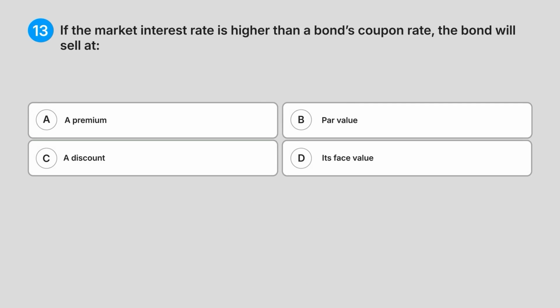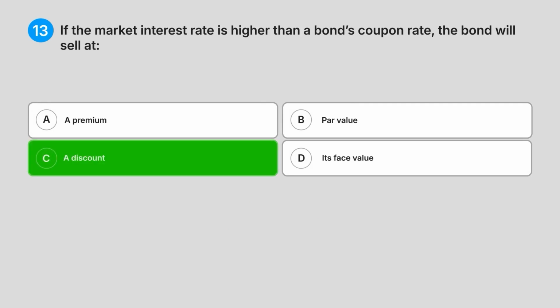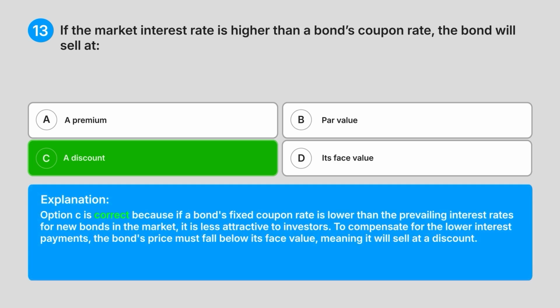Correct answer, C. A discount. Explanation. Option C is correct because if a bond's fixed coupon rate is lower than the prevailing interest rates for new bonds in the market, it is less attractive to investors. To compensate for the lower interest payments, the bond's price must fall below its face value, meaning it will sell at a discount.